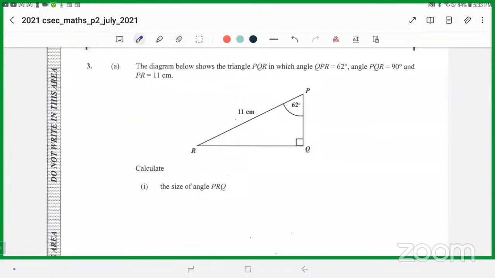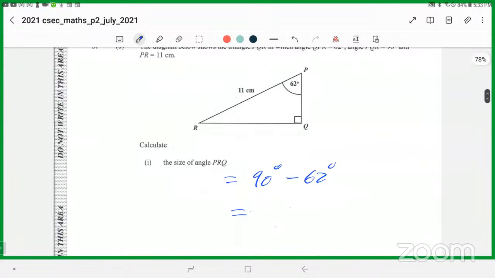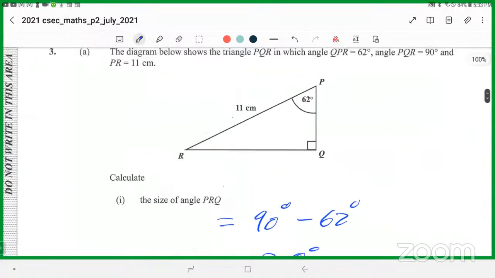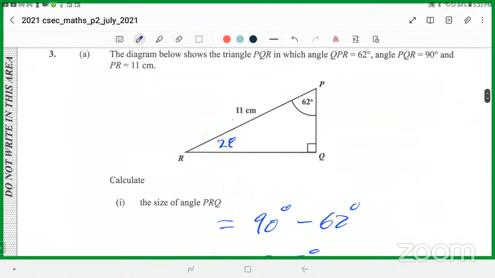So we're going to be using SOH CAH TOA on this. First question is to calculate angle PRQ. This angle right here, easy. It is 90 minus 62. This angle equals 90 degrees minus 62 degrees. Those two angles here must add up to 90. They are complementary angles. How much is that? 28 degrees. I'm going to put it on the diagram at the same time. This is 28 degrees.